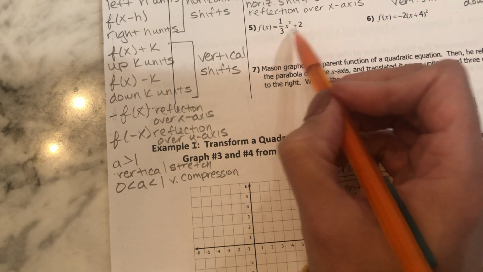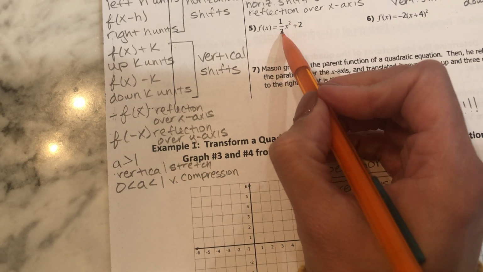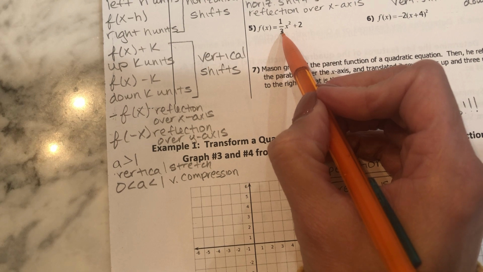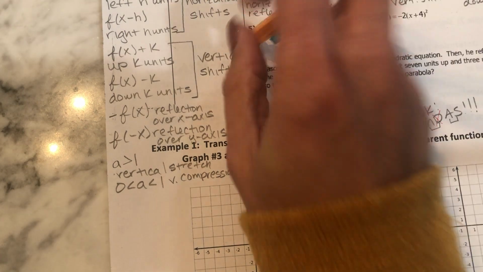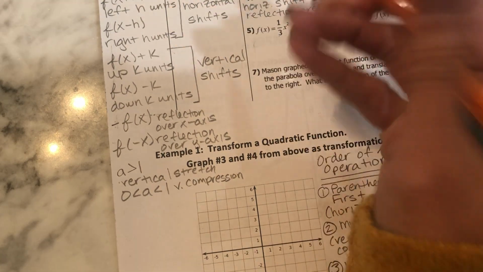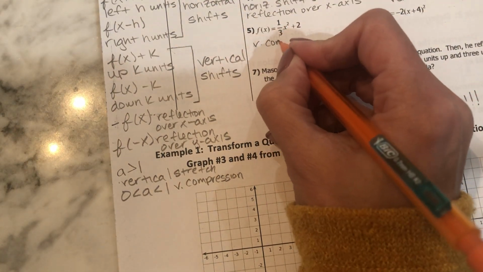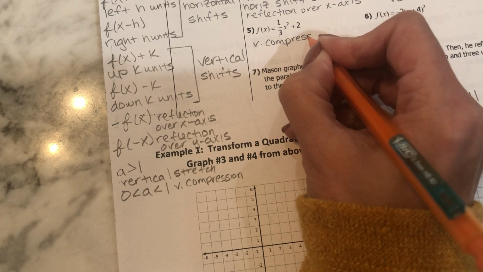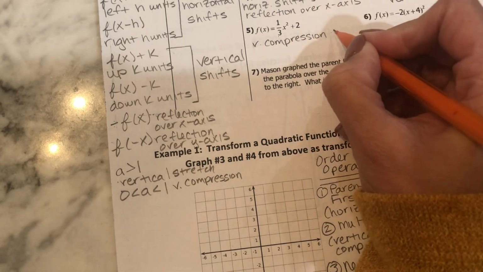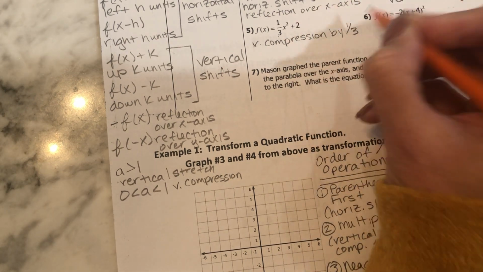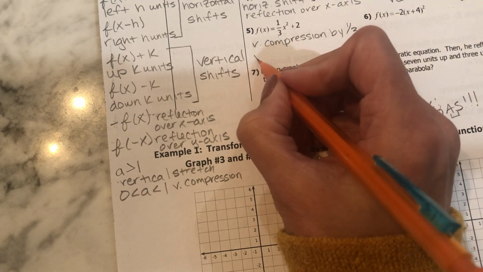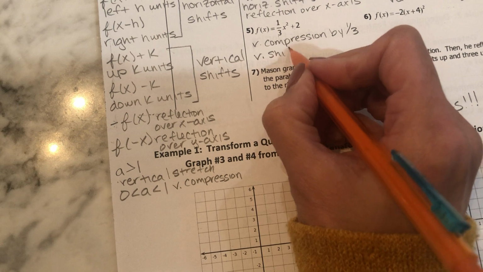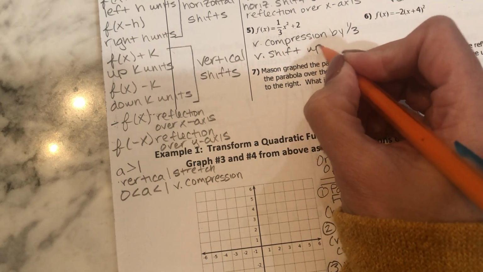All right, next one, number 5. Order of operations, no parentheses. Then I deal with my multiplication. So my multiplication, this 1/3 tells me it's a vertical compression by 1/3. And then lastly, do addition. So that is a vertical shift up 2.